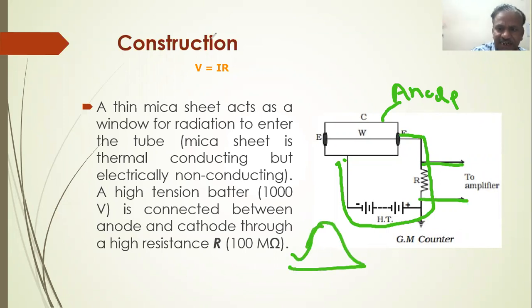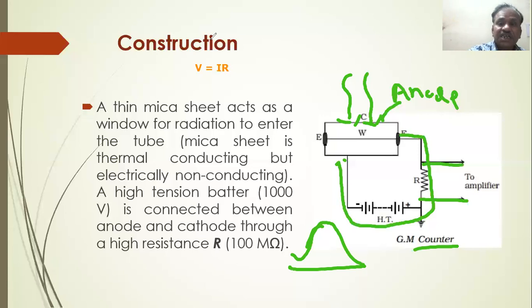This pulse indicates there is radiation. That is, radiation enters into the chamber. Now, this signal is fed to the amplifier circuit. Next is the discriminator circuit. Next is the counter, where we can measure the number of counts by using the counter unit and all that.